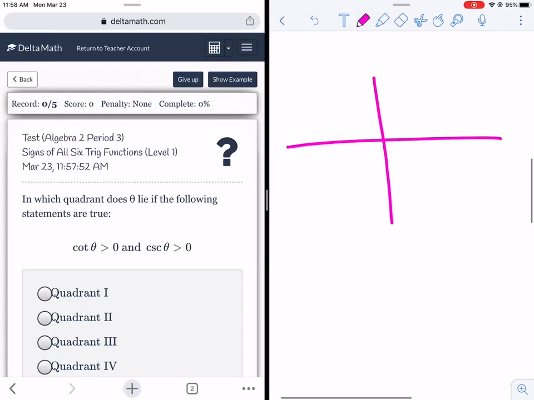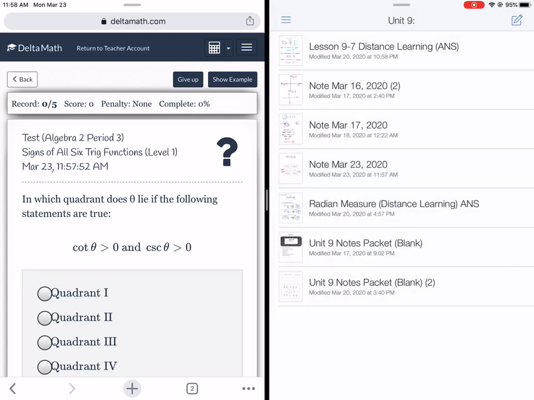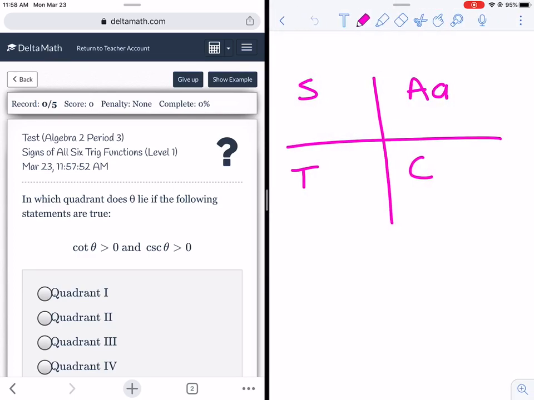So I'm going to do my same thing. I'm going to set up A, S, T, C. And if you want, you can write all, and S stands for sine, T stands for tangent, and C stands for cosine.